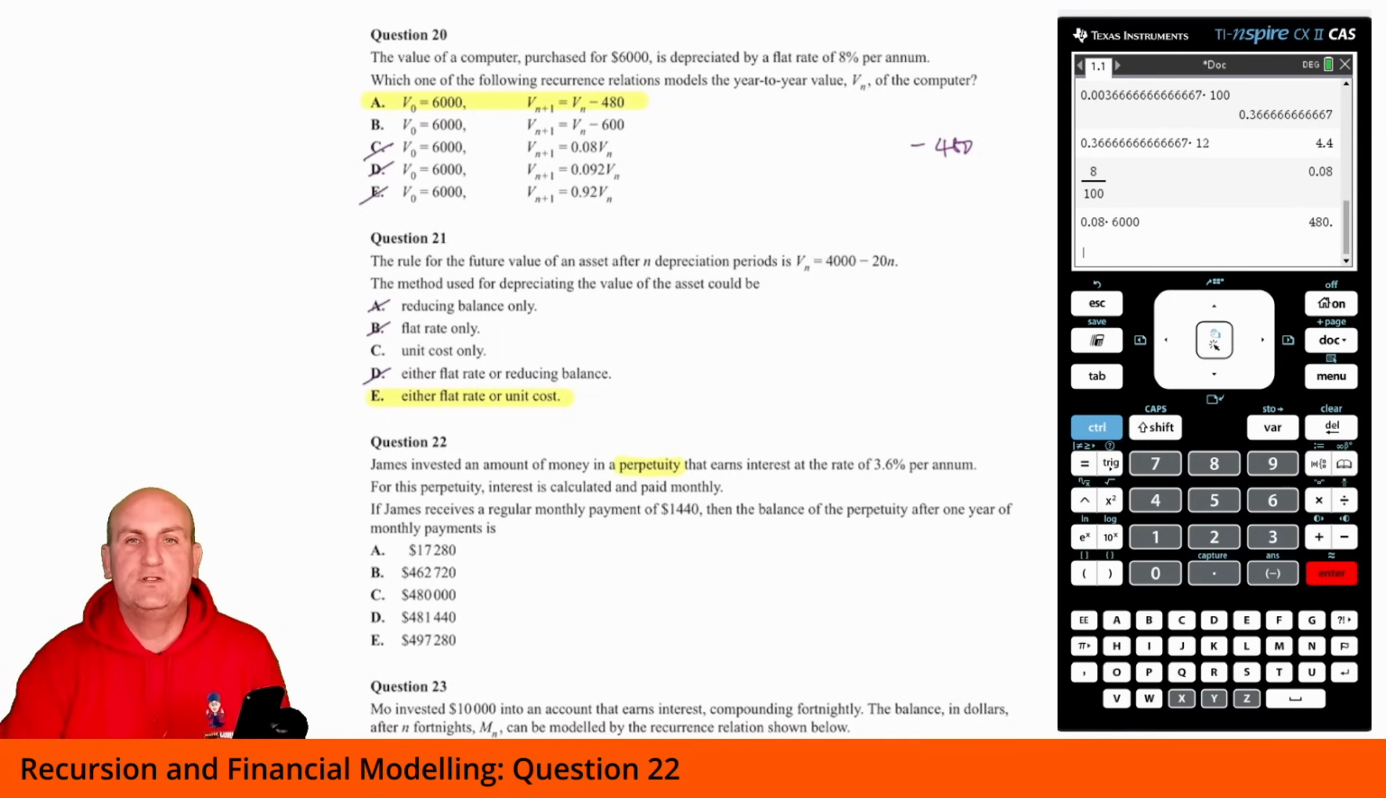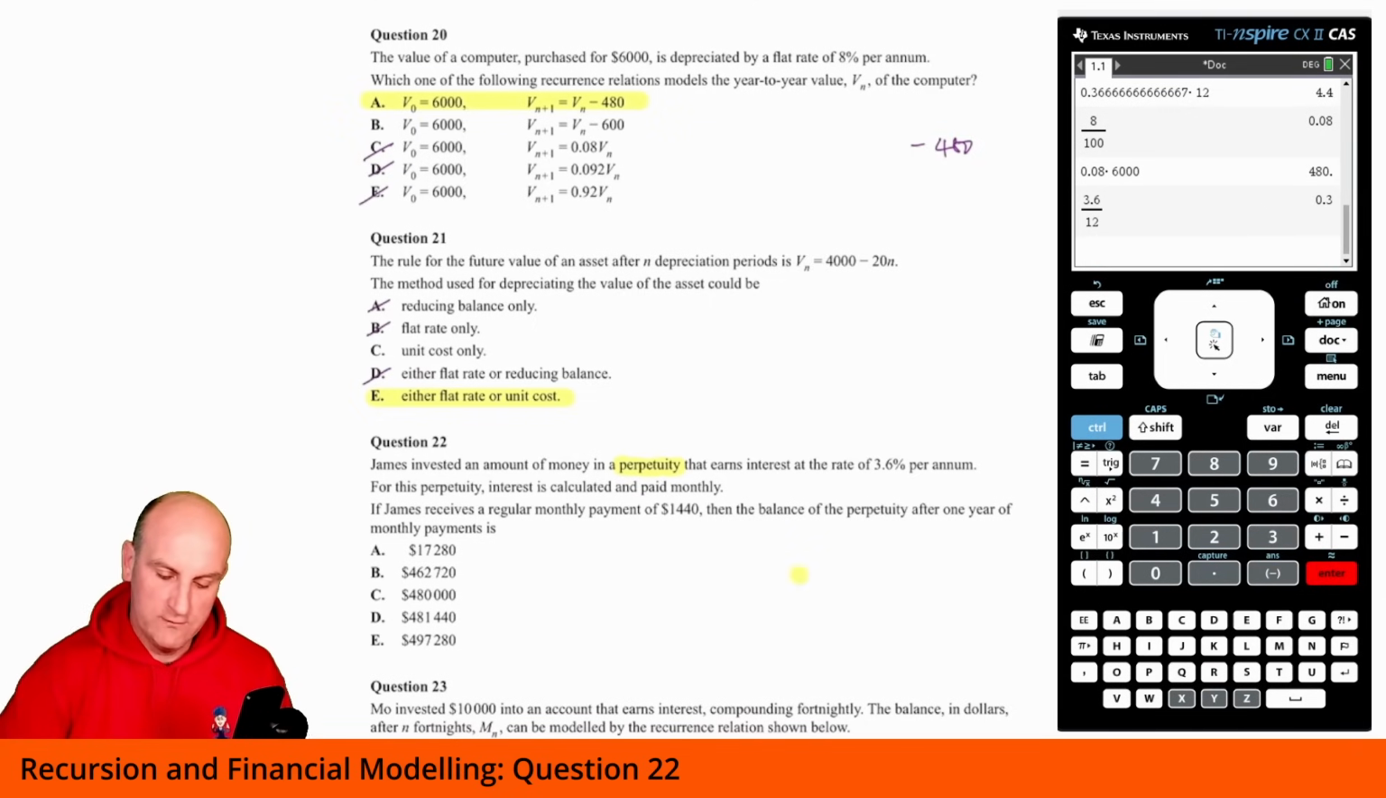All right, so it earns interest at a rate of 3.6% per annum. For this perpetuity, interest is calculated and paid monthly. All right, well, the first thing I'm going to do is I'm going to do 3.6 divided by 12 because I'm going to look for my interest rate there of 0.3, he says, writing in highlighter again. 0.3, right. What happens next? I don't know. Let's read the rest of the question.